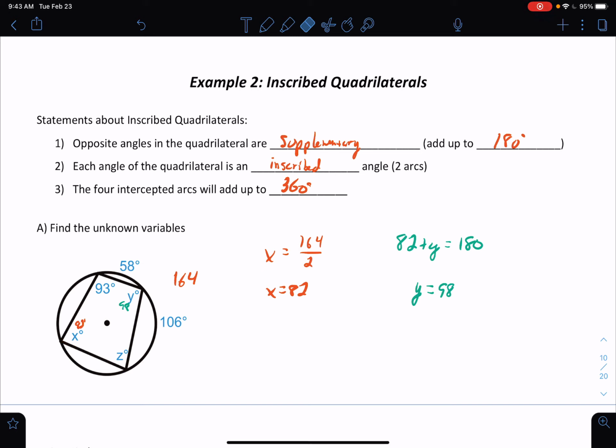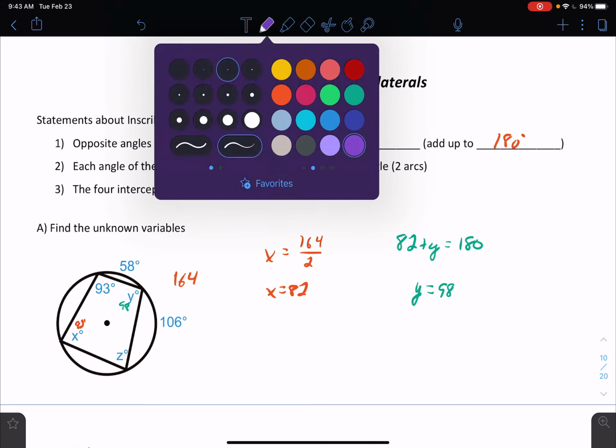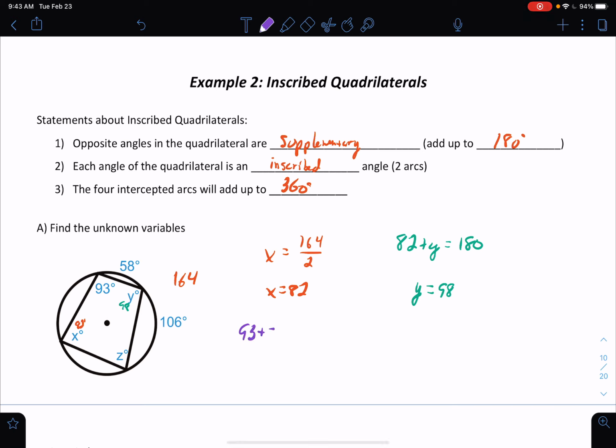I'm going to erase these. I'm trying to not mess up our diagram too much. So now how else could we solve this? Well, there's a couple things we could do. We've got 93 and z. Those are opposite angles, so they're supplementary. So they're going to equal 180. So 180 minus 93, z will equal 87. And I believe we solved for everything there.